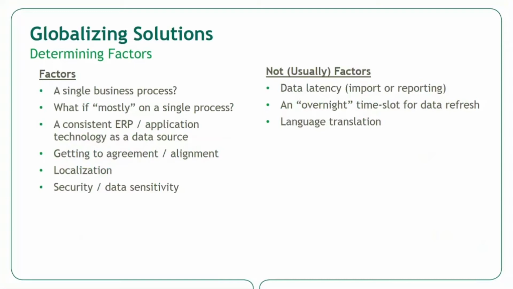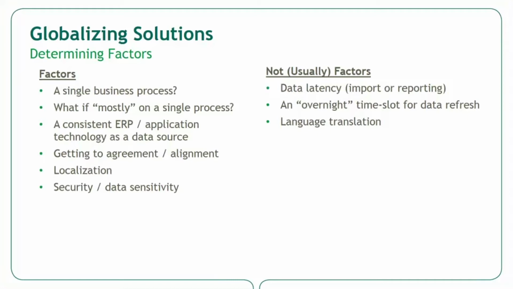Do your various business units use a consistent ERP or technology as their source of record? It may be difficult to provide a globalized solution if each of your business units are storing and maintaining their source data in different systems. And next, can your various units come to enough agreement on data sourcing and reporting principles to make a global solution feasible? There's going to have to be some alignment between the different metrics that your different business units are using in order to drive their business.